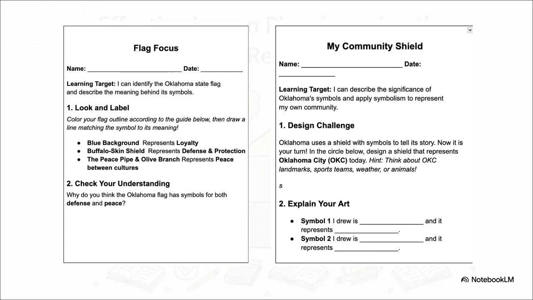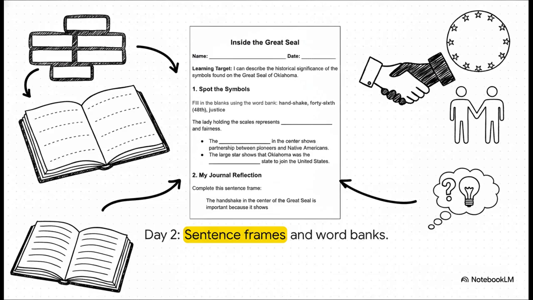Now contrast that with Day 5's My Community Shield. It is completely open-ended, the training wheels are totally off, they are challenged to design their own shield representing Oklahoma City today. Now, let's zoom in on the scaffolding for Day 2, focusing on the Great Seal.